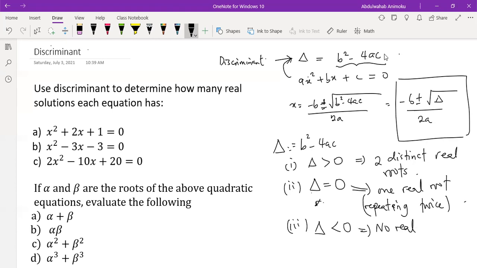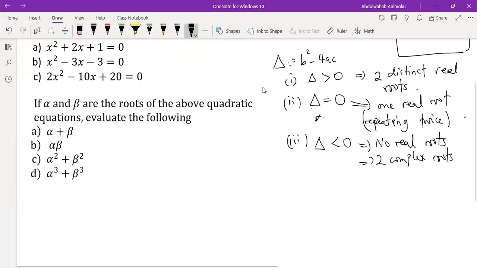And then the last part is when the discriminant is negative, then we have no real roots. In this case, we have two complex roots, and these roots will be conjugates of each other. So these are the conditions.